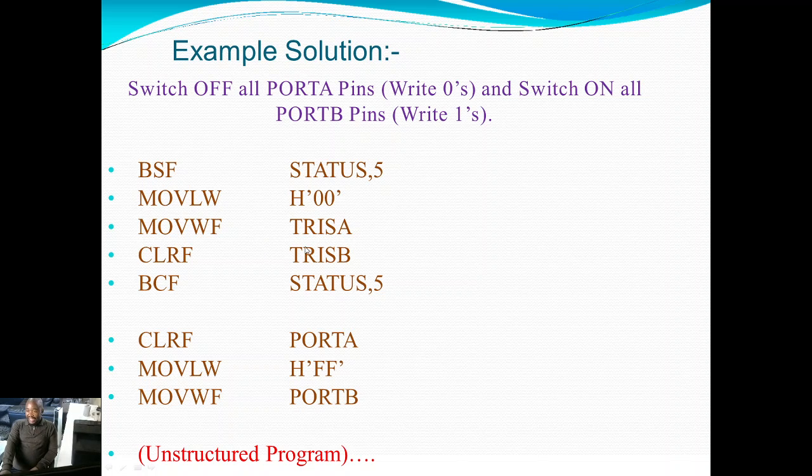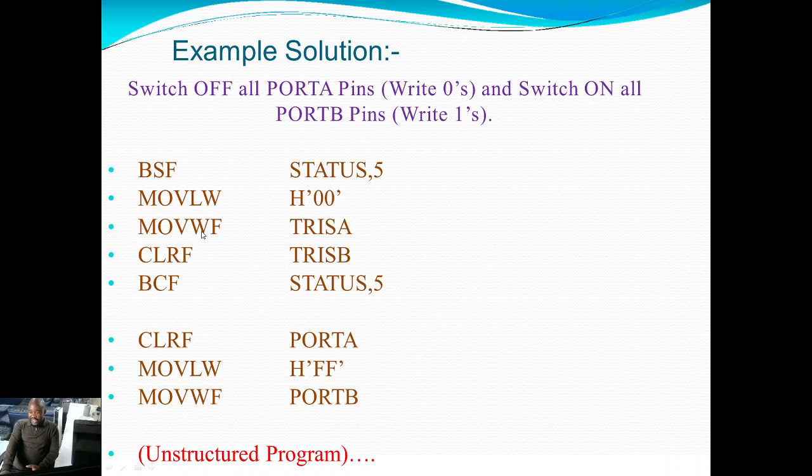Two ways we can write zeros to the TRIS register. We move 0 into W. W is our working register. So the instruction says move a literal value into our working register, which is W. So MOVLW. The literal value that we want to move to W is hexadecimal 00, meaning W has now in it 00.